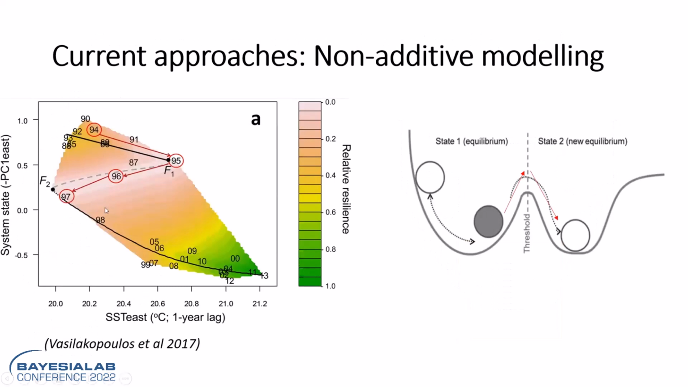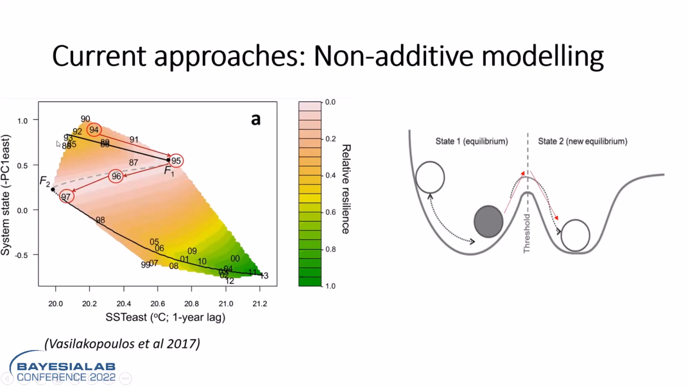Over here, this is a novel non-additive modeling method that was derived by Vasilakopoulos et al. in 2017. Essentially, they applied principal components analysis on their ecosystem data to derive generic variables. And they used the coordinates of principal component 1 as a generic system indicator. So everything above 0 here represents one system state, and then you can see the transition along this axis into a new state. Once they have that, they fit threshold generalized additive models.